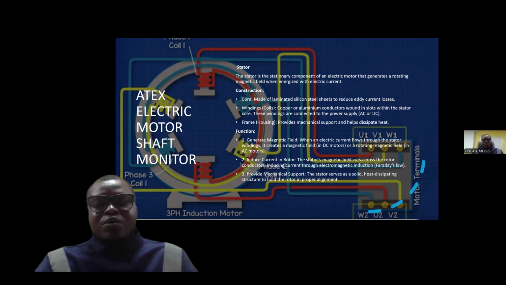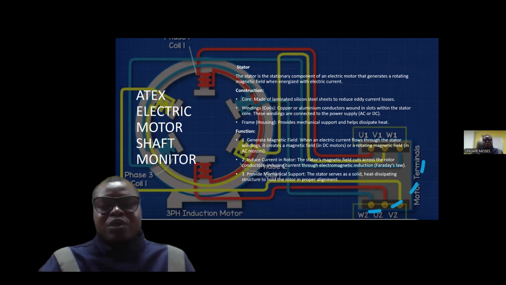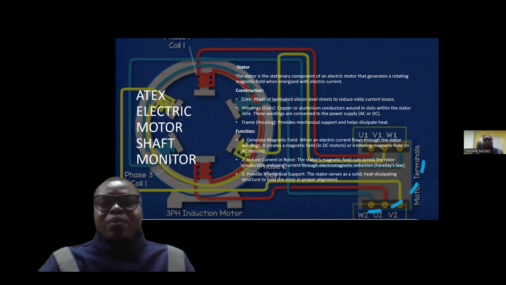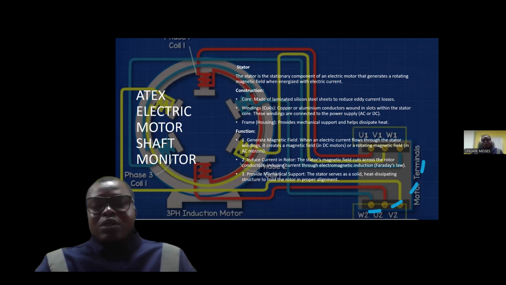How does this function? It actually functions to generate a magnetic field. That is to say, when an electric current flows through the stator winding, it creates a magnetic field, which is regarded as a DC motor field, or a rotating magnetic field, which is assumed as an AC motor. Then it also functions as induced current in the rotor. That is to say, the stator magnetic field cuts across the rotor conductor, inducing the current through electromagnetic induction.